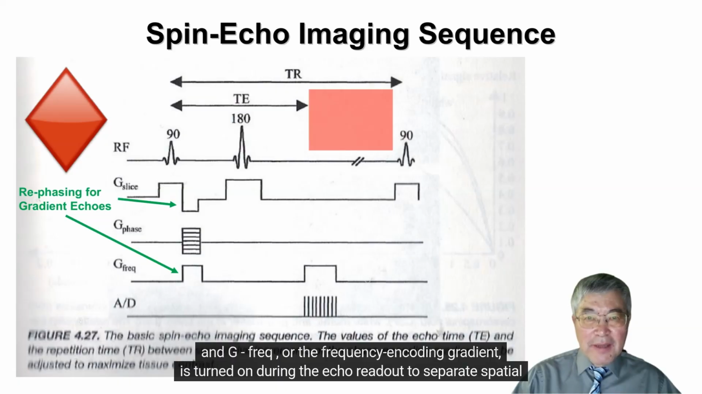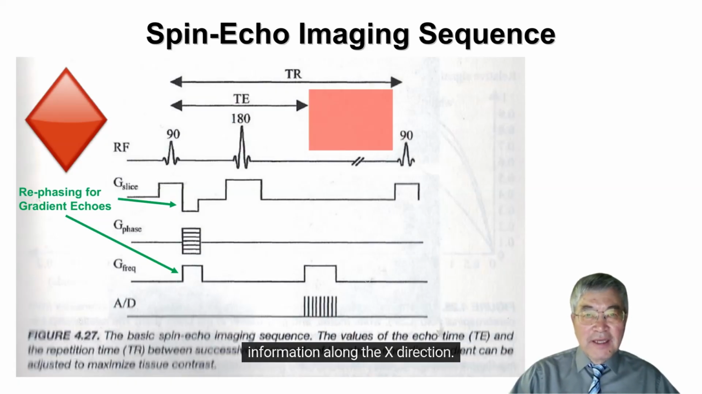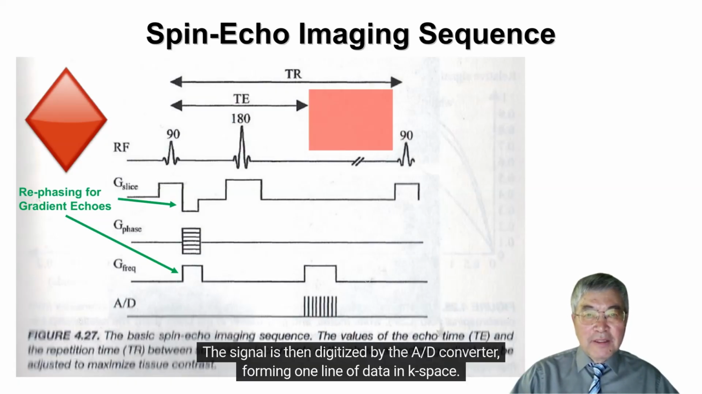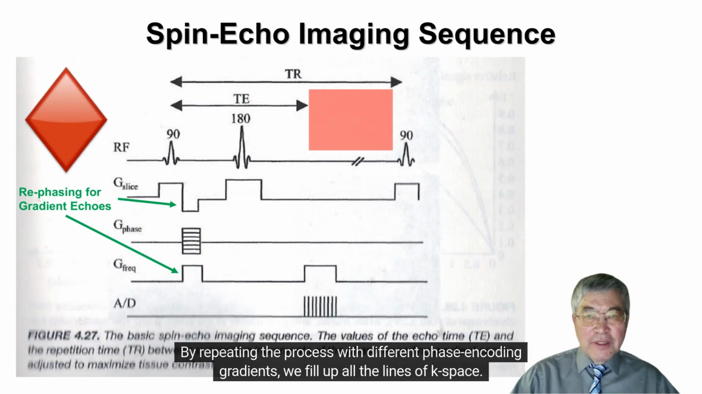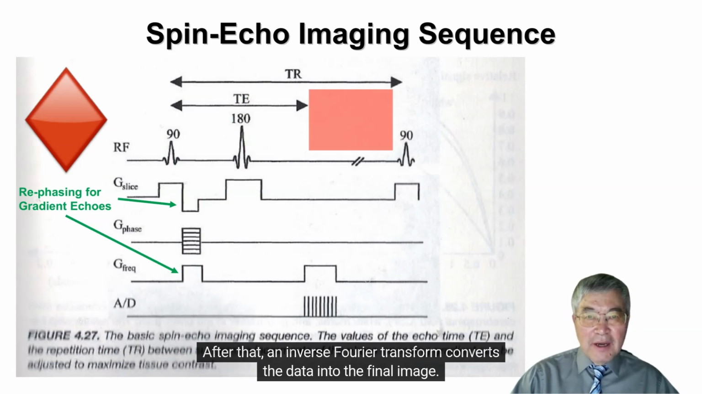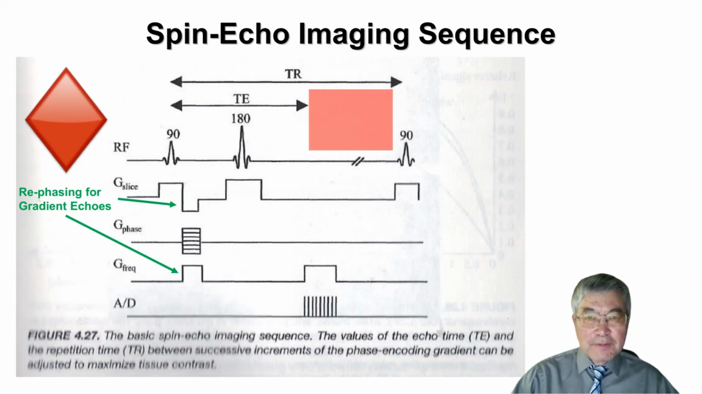And G-frec, or the frequency encoding gradient, is turned on during the echo readout to separate spatial information along the X direction. The signal is then digitized by the AD converter, forming one line of data in K-space. By repeating the process with different phase encoding gradients, we fill up all the lines of K-space. After that, an inverse Fourier transform converts the data into the final image.